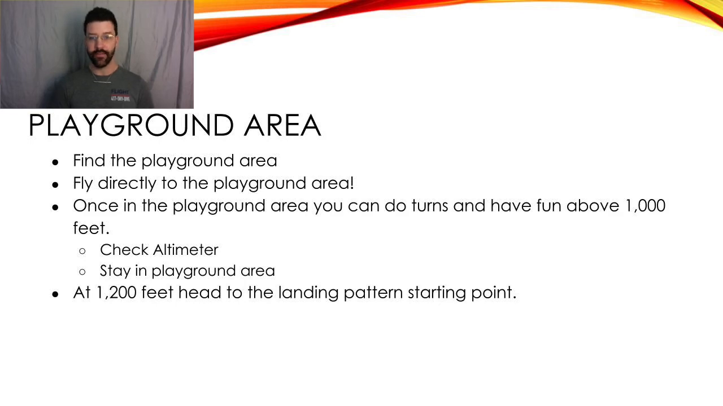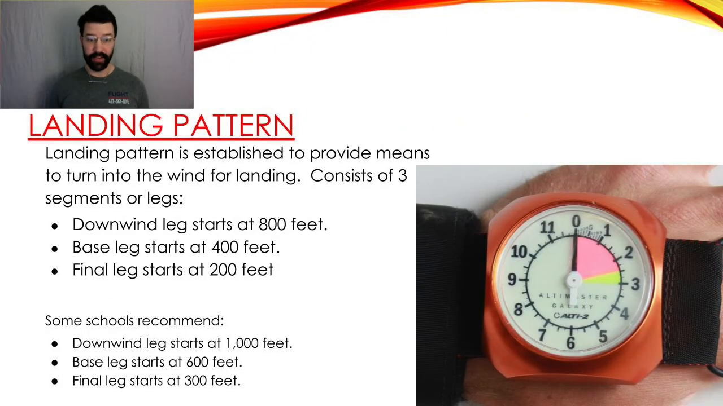of the landing pattern. There are 3 different segments of a landing pattern: the downwind, base, and final. Each segment has a different starting altitude. So you start the downwind leg at 800 feet, turn in on your base at about 400 feet, and then turn in on final approach at 200 feet.